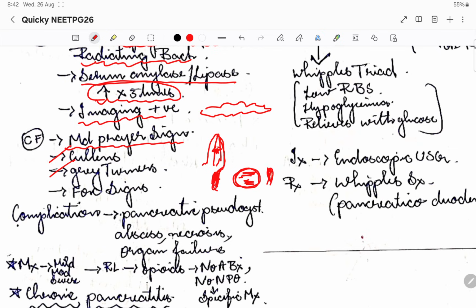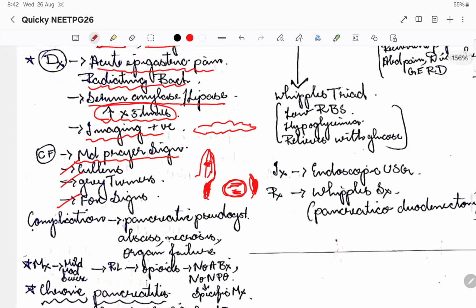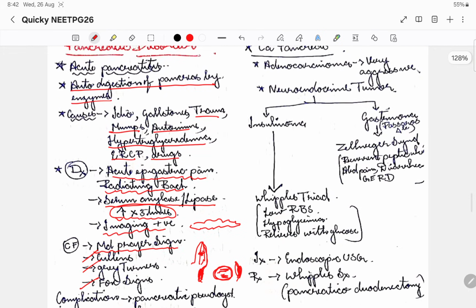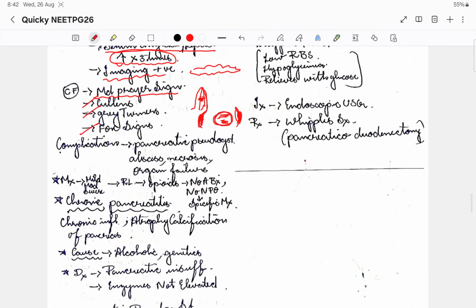Okay, so the bluish discoloration will be near the waists. Then there is also something known as Fox sign, which is a painful sign. This is the pancreatitis clinical features.